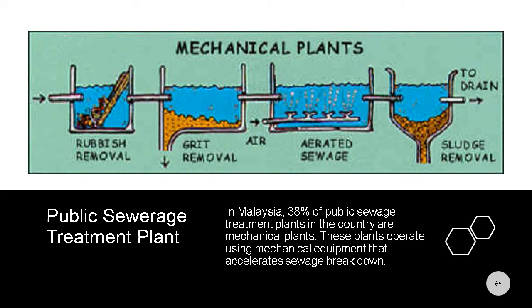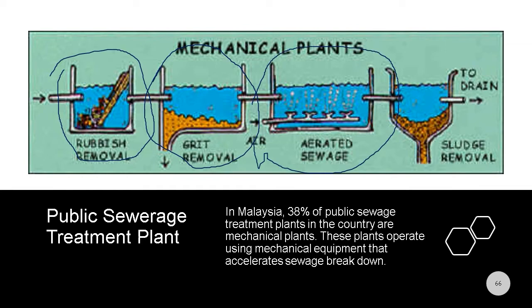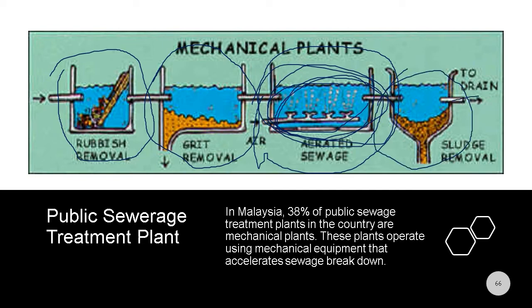For public sewage treatment plant, as you can see from the illustration, dia ada a few filtration system yang ada tank lah, dalam tank yang akan masuk pada aerated sewage. So masa ni lah bakteria-bakteria akan melakukan kerja-kerja dia untuk menambah baik air ni, and then dia akan pergi pada sludge removal dan akan pergi pada drain ataupun sungai ke any stream after settle the treatment.